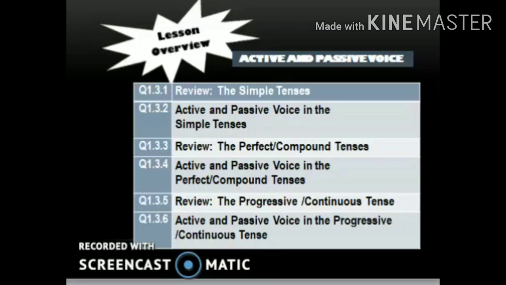To learn the active and passive voice, you need to develop certain skills. These are called prerequisite skills. Without these skills, it will be difficult for you to understand the active and passive voice. For this reason, the lesson about active and passive voice is divided into smaller topics or sub-lessons. Each sub-lesson will be taught in one separate video. So this video will only be about the simple tenses.